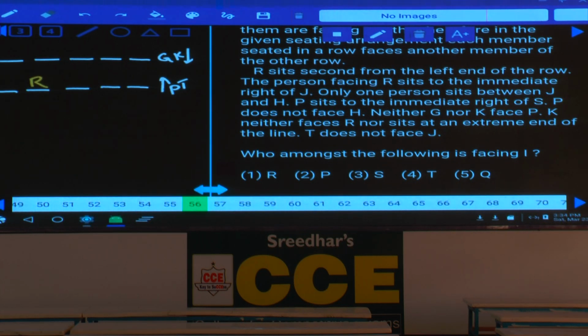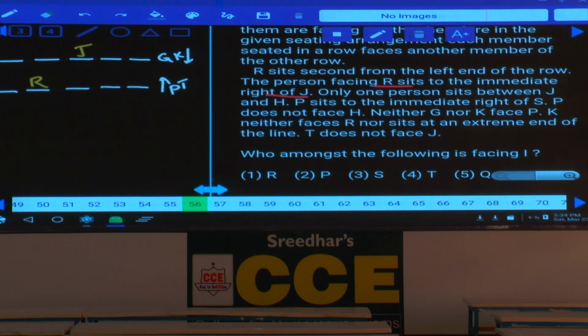The person facing R sits to the immediate right of J, and so J must be here. Whoever the person facing R is, that means this person is seated to the immediate left hand side of J. Are you following this one or not? The person seated opposite to R, facing R, is seated to the immediate right of J. What is the next information here?